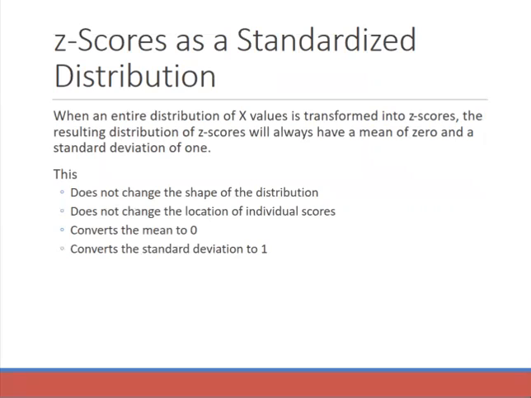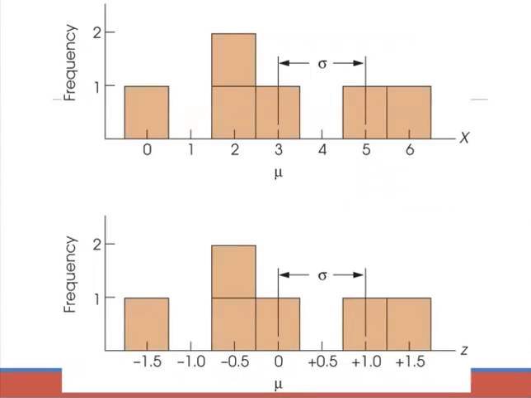But when we do this, it's important to note that the transformation does not change the shape of the original distribution. It doesn't change the location of any individual score compared to others. But what converting a distribution into Z-scores does is it changes the mean to 0 and the standard deviation to 1. Z-scores always have a mean of 0 and a standard deviation of 1.